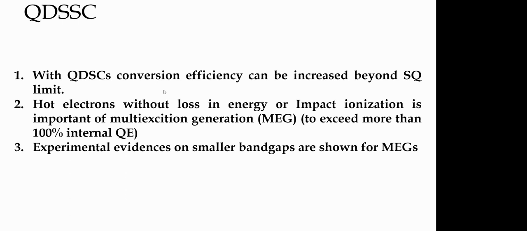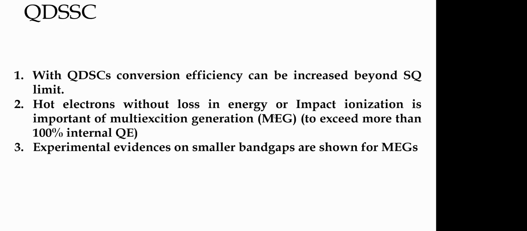Hot electrons means electrons which were excited from the valence band to the conduction band. They have very high kinetic energy because of the large energy of the incident photon. They lose this energy either as thermal energy, when the hot electron relaxes, or through impact ionization. These two can lead to multi-exciton generation, to exceed 100% internal quantum efficiency.